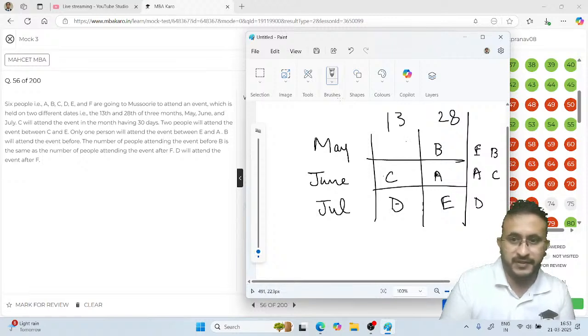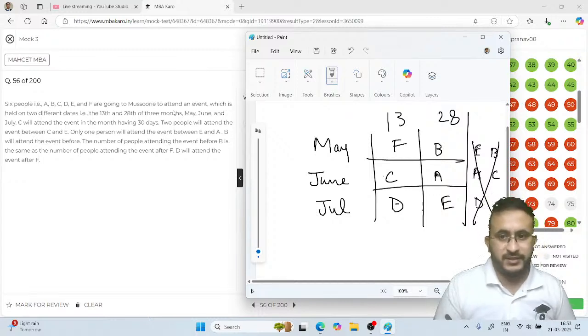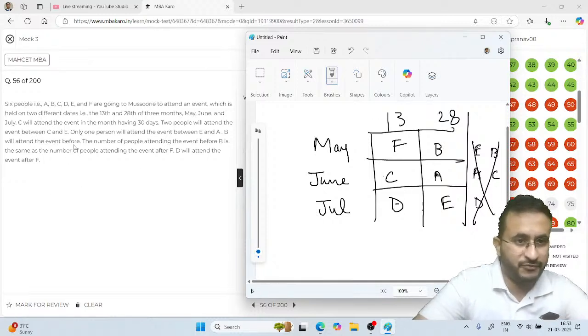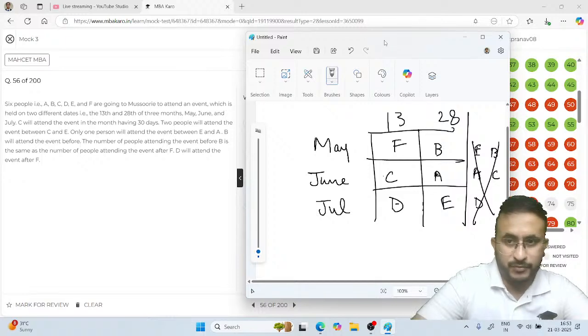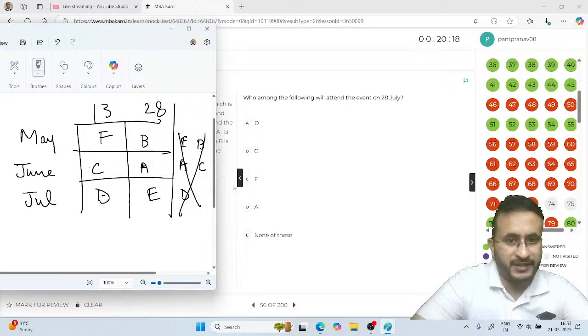B will attend the event after F. So possibly this could be the answer, because if we are just going by the logic of the statements, they are interconnected. So like this, assuming that even before the word would be A here. 28th July we have E.